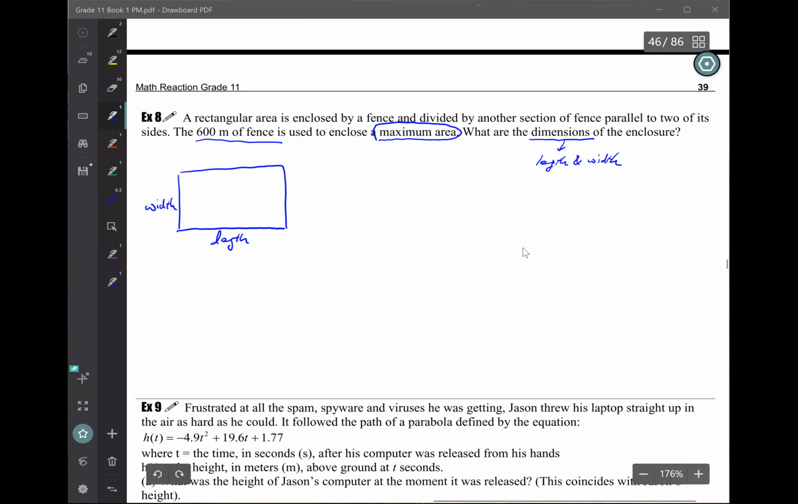Let me highlight that sentence, okay? Enclosed by a fence and divided by another section of fence parallel to two of its sides, right? It's very important. It's a long sentence there. We cannot ignore that, right?